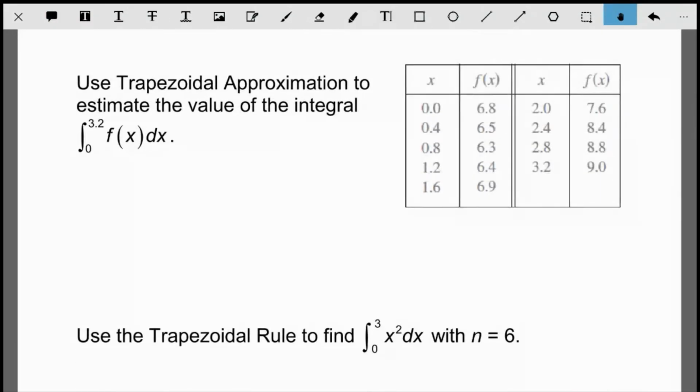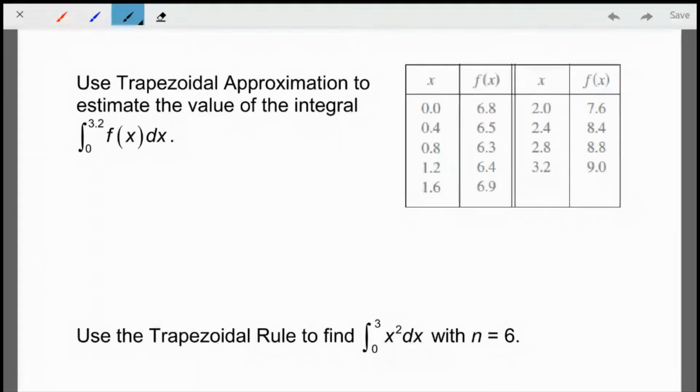Okay, we've got a data set and it says use trapezoidal approximation to estimate the value of the integral from 0 to 3.2 of f of x dx. And you can see we have all these data points. Now remember before when we had problems like this, we might use a left hand or right hand approximation. And when we did that, it would essentially leave out one of the data points. And we talked about the idea that if I did a midpoint approximation, then I would throw out half or a little more than half of my data points because I have to make my intervals twice as wide. So we're going to use a trapezoidal approximation because it will use every single data point.